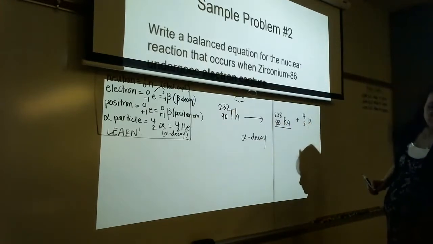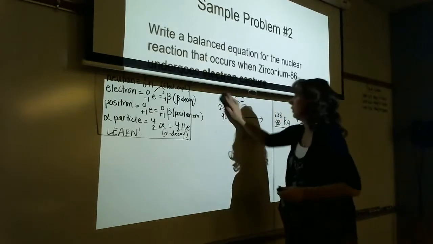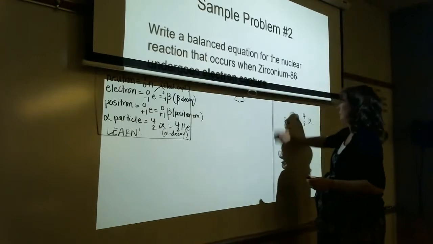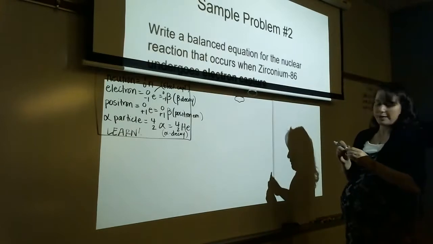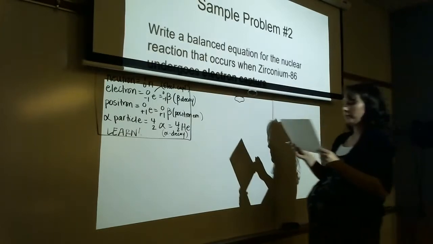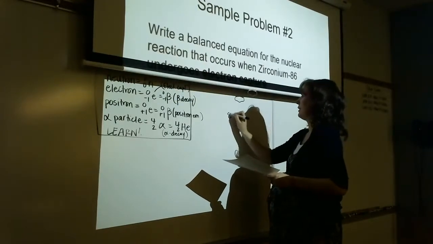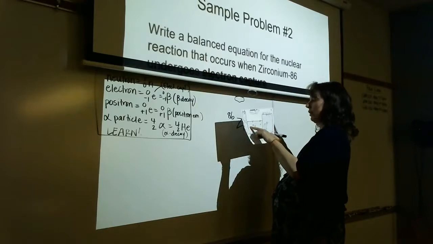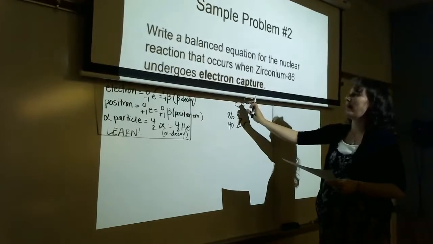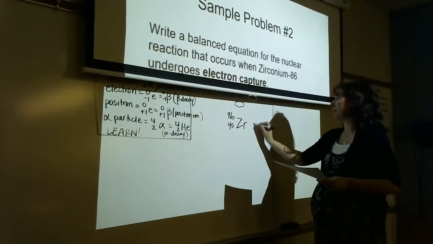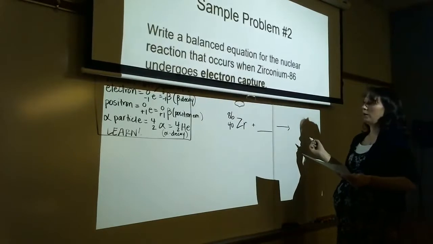Here's another one. Let's just do it for practice, and then I'm going to give you some to try. So this is zirconium-86. So zirconium, mass number is 86. Zirconium is element number 40. Now this is undergoing electron capture. So that means that it's a reactant. And so we need to figure out what we're getting.